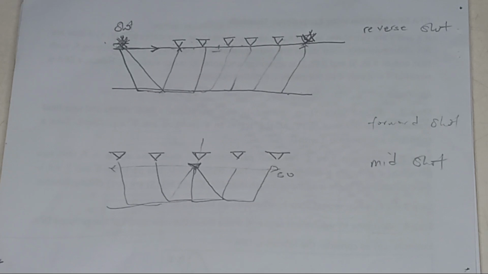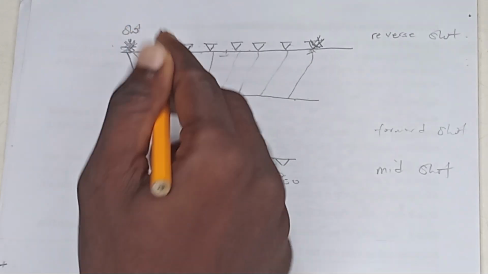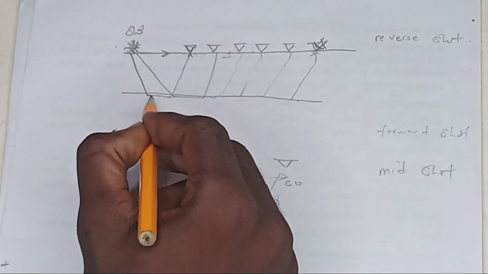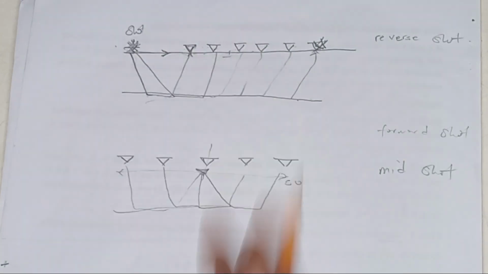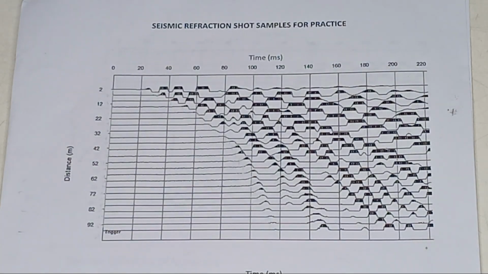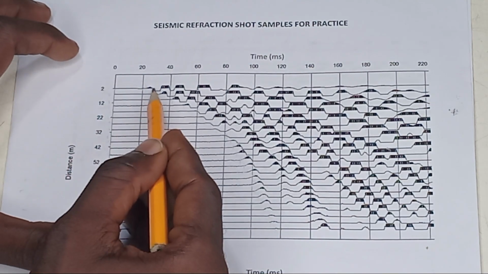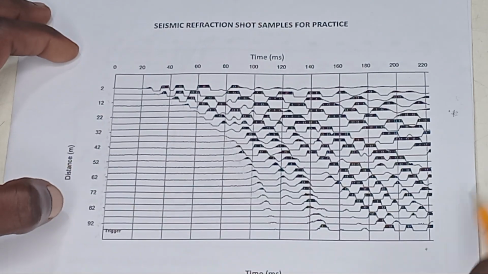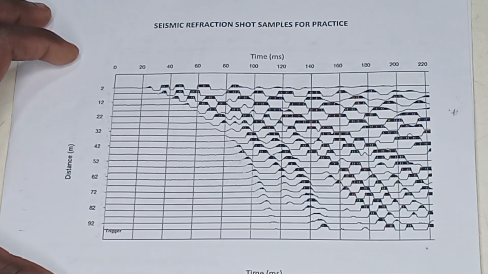And now the main purpose of this video is to be able to pick our first arrival. First arrival is talking about the seismic wave that first reaches our geophone, either by this movement or by the critically refracted movement, either this way or this way. Good. Now here we have our forward shot. And you see, this is our forward shot. Now on this seismic refraction shot sample, we have our distance and we have our time.